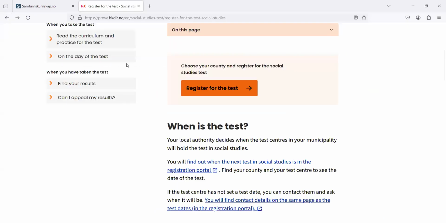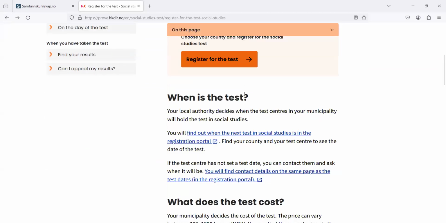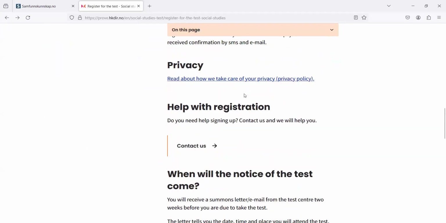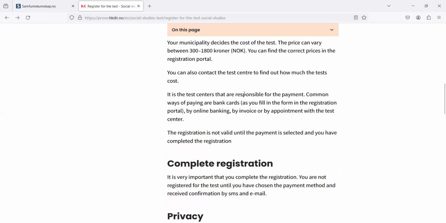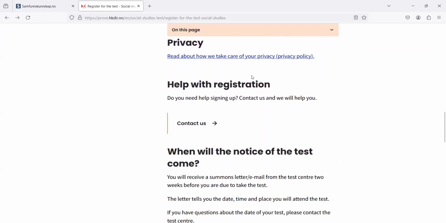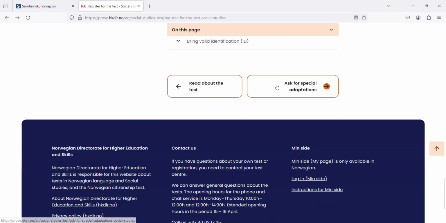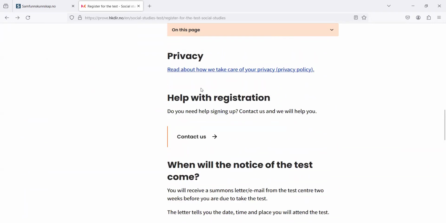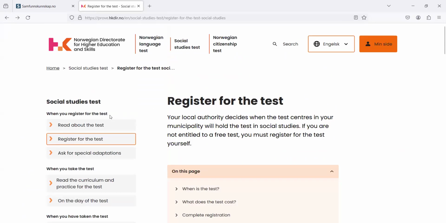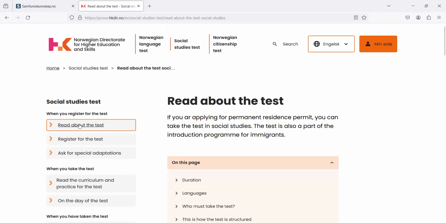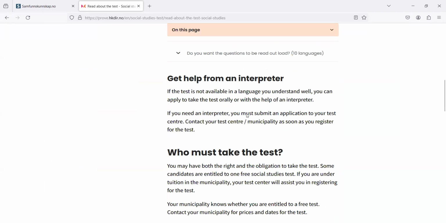So I will just go back. Fees vary from commune to commune. Your municipality decides the cost of the test. The price can vary between 300 to 1800 crowns. So you can read this information by yourself. I will just go to the next step, and that is how you can prepare for that exam.